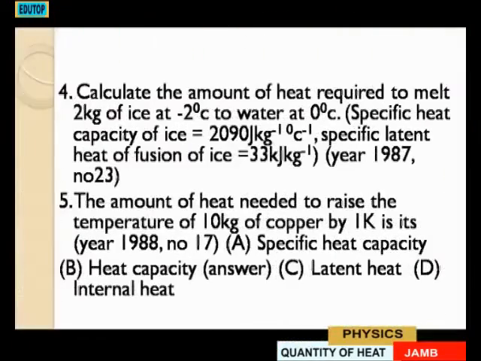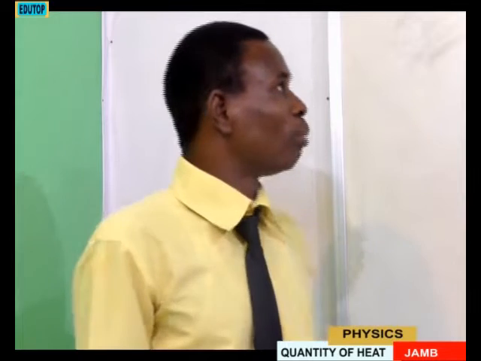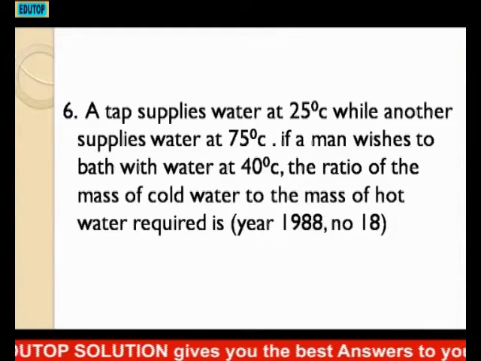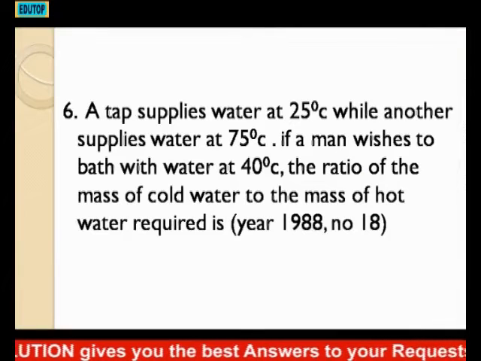The question says the amount of heat needed to raise the temperature of 10 kg of copper by 1 Kelvin. 10 kg of copper by 1 Kelvin is heat. The right answer is heat capacity. According to all, as you have considered each of them one by one, the answer is heat capacity.